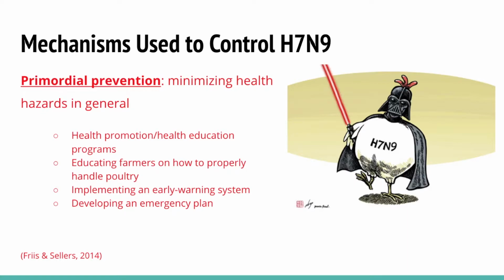Another example would be by creating an early warning system where farmers or anybody handling poultry would be aware of influenza A symptoms. The fourth example would be by developing an emergency plan that would assist people with reducing the spread of the virus if it were to break out.